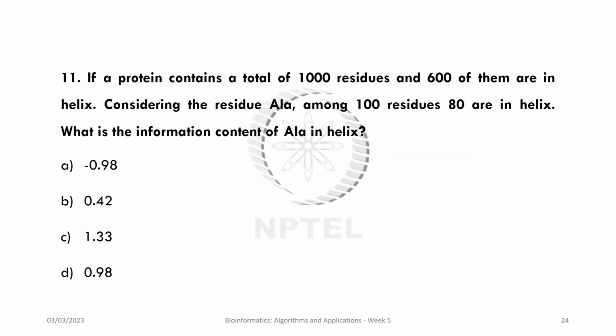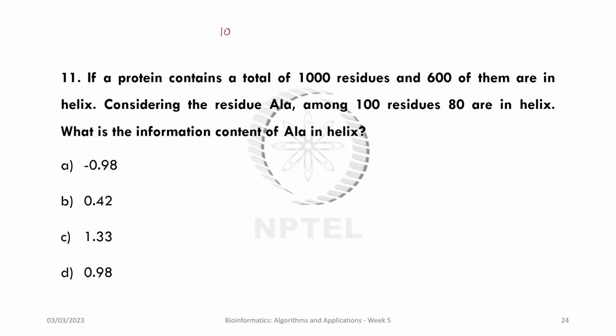Okay, so we're going to do this week's assignment, which has already been finished and answers have been released. But if you have not already looked into it, don't. We'll discuss now. Question 11. If a protein contains a total of 1000 residues and 600 of them, now Kritika can do it yourself and post the answers in the chat.